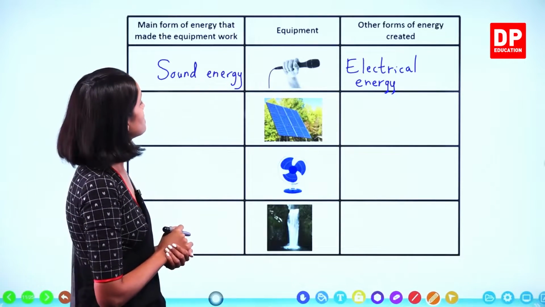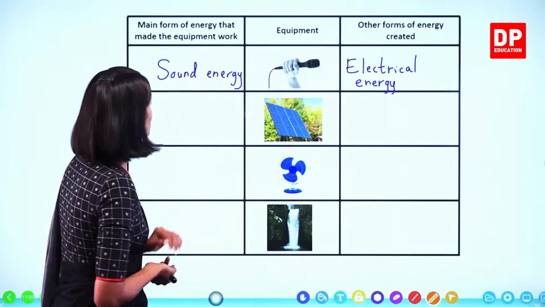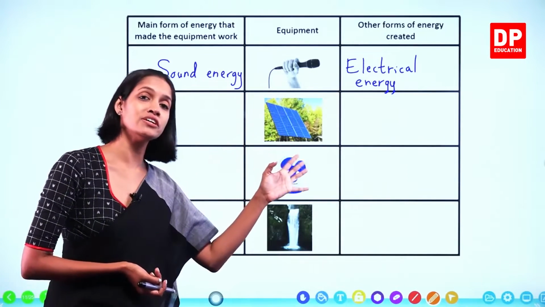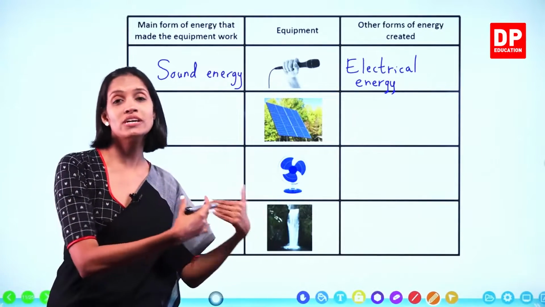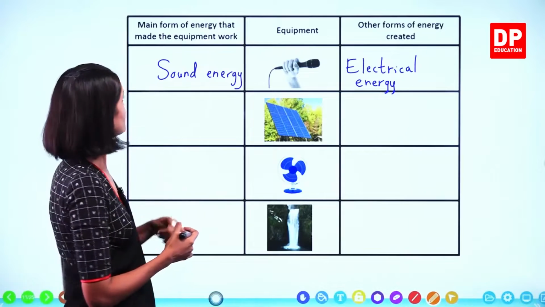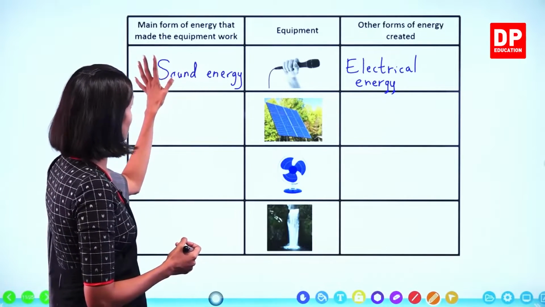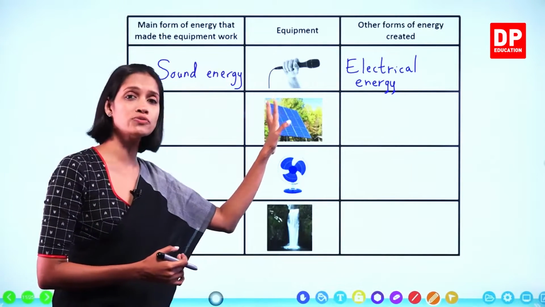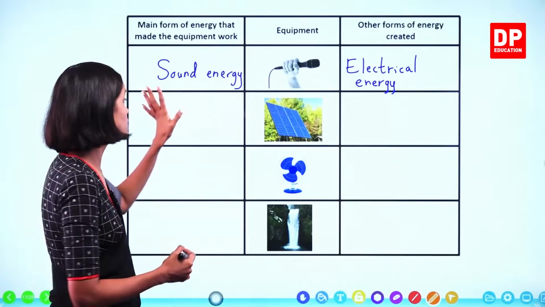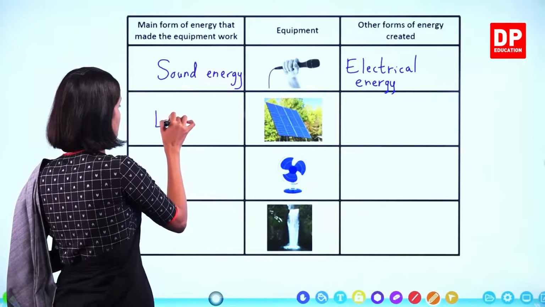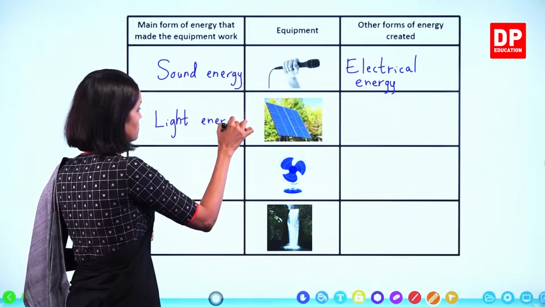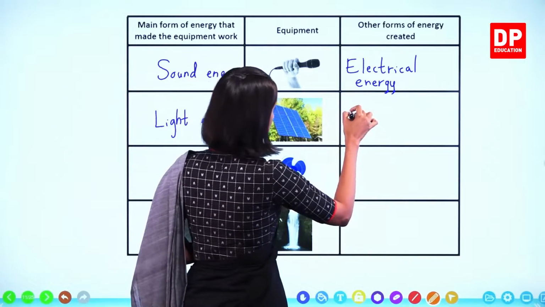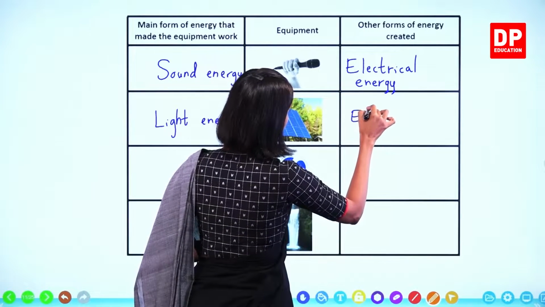Right, children? Solar panels. Solar panels, you all know, convert solar energy or light energy into electrical energy, right? So main form of energy that made the equipment work: solar panels won't work without sunlight. Therefore, light energy. And it produces electrical energy.